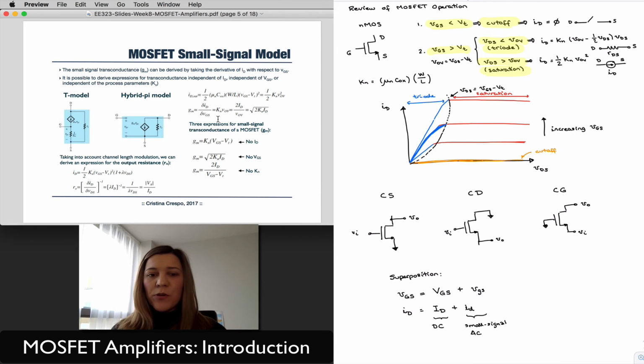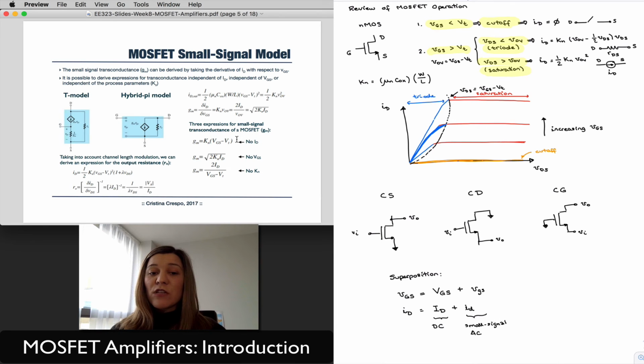And there were three different expressions from it. The reason we came up with three different expressions is that each one of them may be suitable in a particular scenario. We saw that even though the three expressions are equivalent, they're written here. In one of them, gm equals Kn times the overdrive voltage, VGS minus VT.